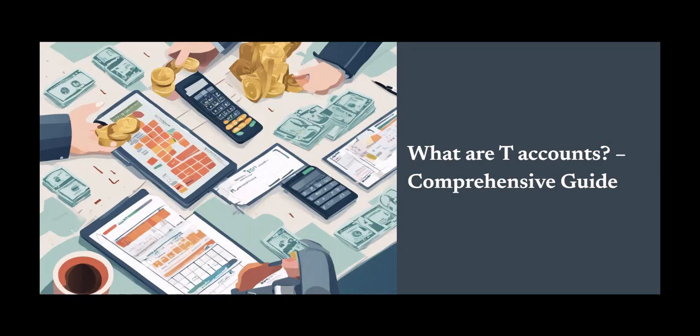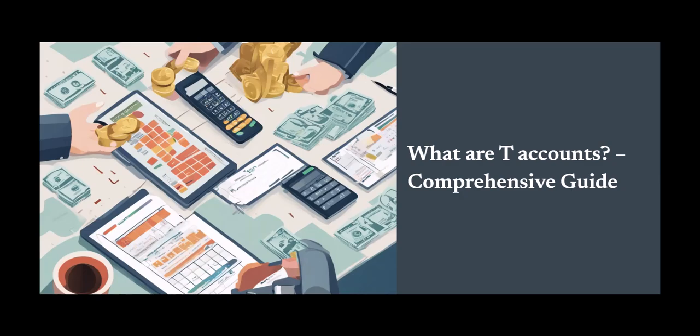Let's say you buy a coffee machine for your office. You debit the equipment account because you've gained a new asset. At the same time, you credit the cash account because you've spent money. This dual recording reflects the economic exchange that's just taken place. Now, why are T accounts so important? Well, for 5 key reasons.